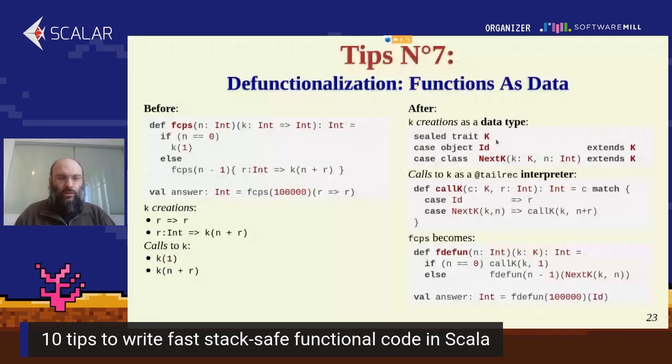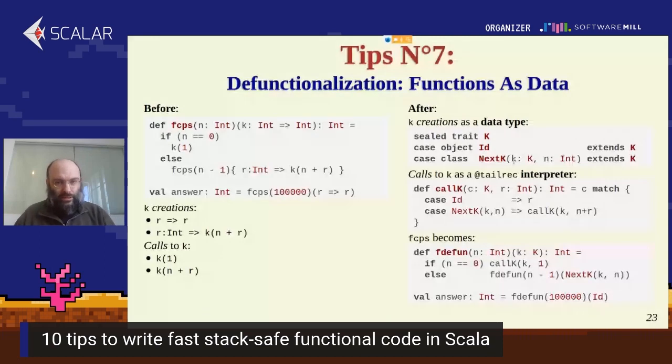And then we will give a name to every creation that we have. So the identity function, we will call ID, and the function that you see here, r gives k of n plus r, we will give the name NextK, because that's the next k. Okay, what will we need? We need to keep the value k and keep the value n, because if we have neither k nor n, we will not be able to compute k of n plus r.